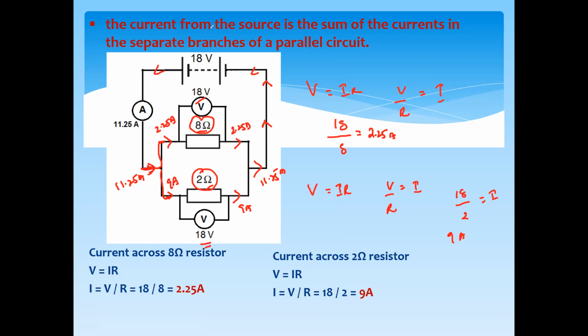So the total current which enters the circuit is always the same as the total current that leaves the circuit. But because the branches are there, the current divides between the components. So the current from the source is the sum of the currents in the separate branches of a parallel circuit. The current divides in the branches, and the branch which has a low resistance will have a high current, and the branch which has a high resistance will have a low current.